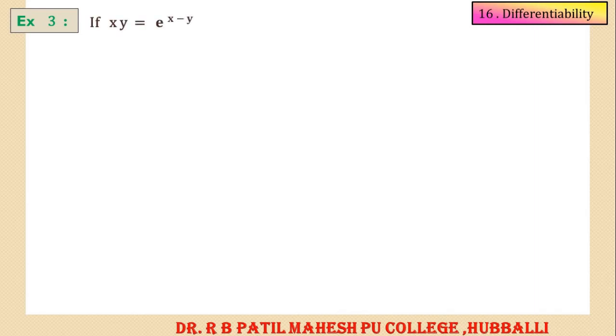If xy is equal to e raised to x minus y, then find dy by dx. First you write the given function: xy is equal to e to the power x minus y. Now here we can take log directly because the left side is a product and x minus y is in the power. Okay, it is not in the base, it is in the power. So therefore we can take a log on both sides directly.